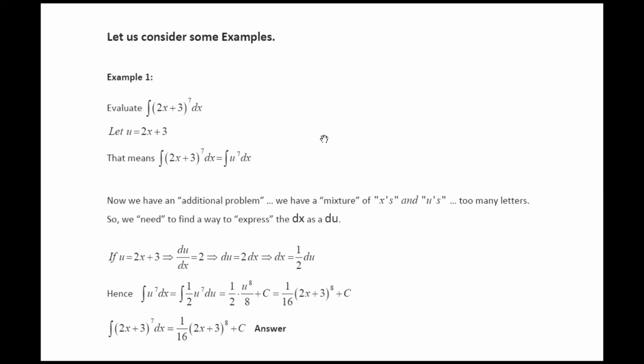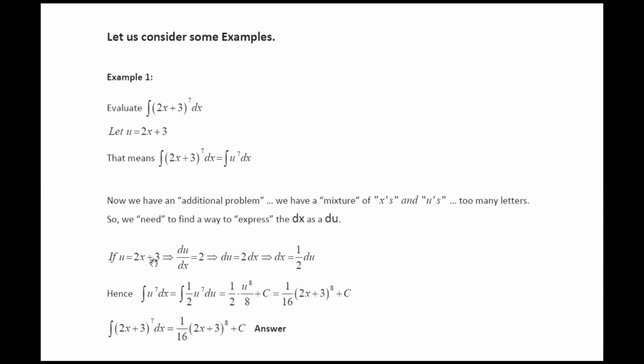But we still have a problem. We've got a mixture of x's and u's. We say too many letters. We need to find a way to get everything in terms of x or u. Now, we already had it in terms of x to start with, and that got us nowhere. So maybe we need to get the dx in terms of u. So this is what we're going to do.